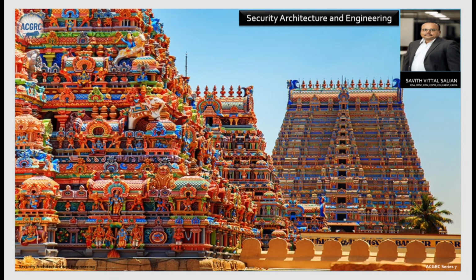You will gain insights into hardware-based security like TPMs, HSMs, secure boots, and trust zones, as well as emerging domains like zero trust architecture, confidential computing, and the impact of AI/ML on architecture.